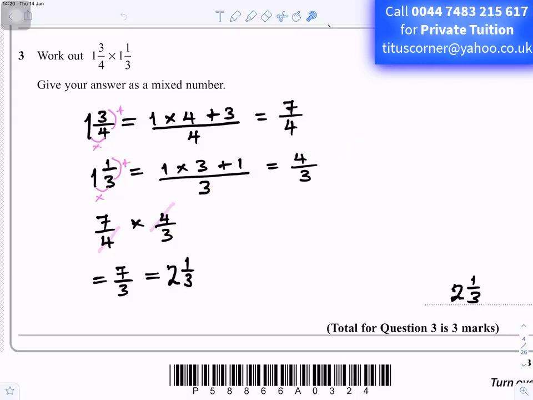So now we multiply 7 over 4 times 4 over 3. The 4 will cancel from the top and the bottom, and you're left with 7 over 3. 7 divided by 3 is 2 with remainder 1, because 3 plus 3 is 6, plus 1 is 7. So it's 2 and 1 over 3.